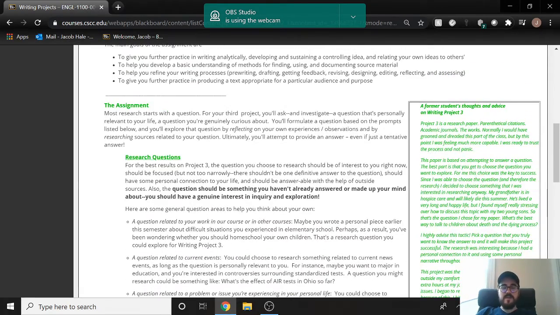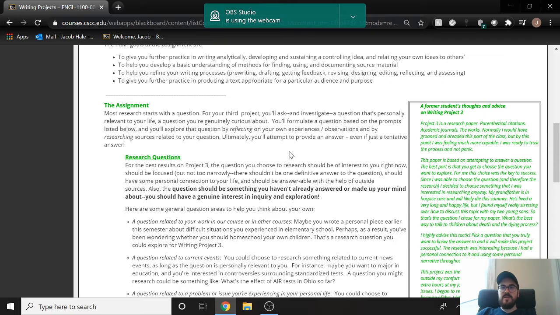Now the assignment here, this is a research project, so you're going to be coming up with a research question. Most good research focuses on answering one or more questions. So that's going to be our first step, coming up with a good research question. Your question should be something that's personally relevant to your life, and a question that you are genuinely curious about. So something that you're actually interested in.